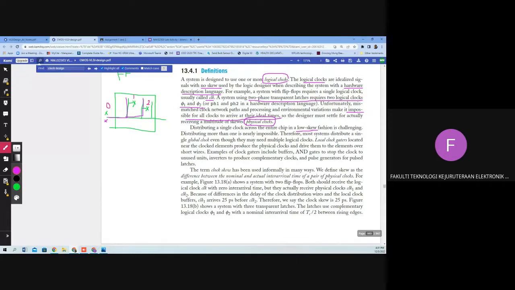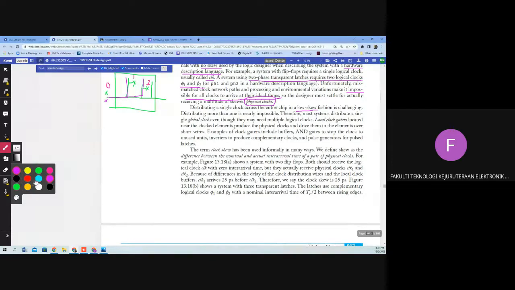So like your lab, if you look at your lab, you can see. Therefore, most systems distribute a single global clock, even though they may need multiple logical clocks. Although the system needs multiple logical clocks, we use the single global clock instead of generating multiple clocks. Local clock gators, located near the clock element, produce the physical clock and drive it to the element over short wires.